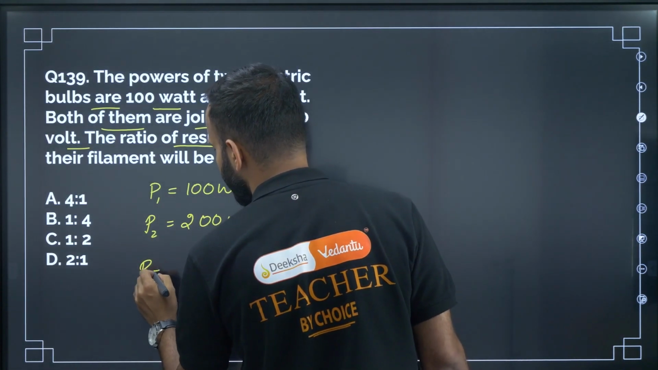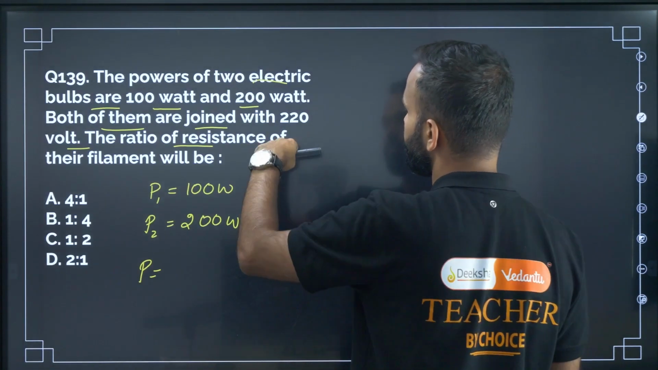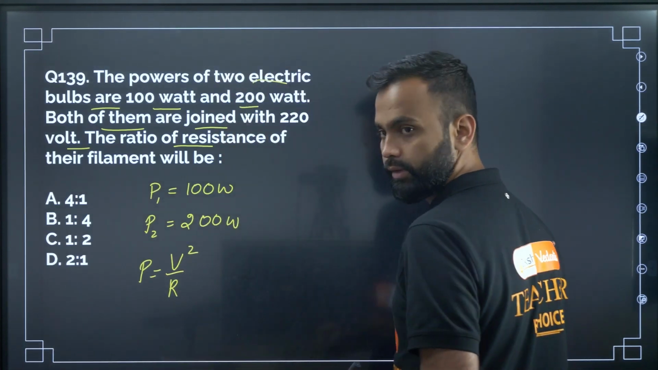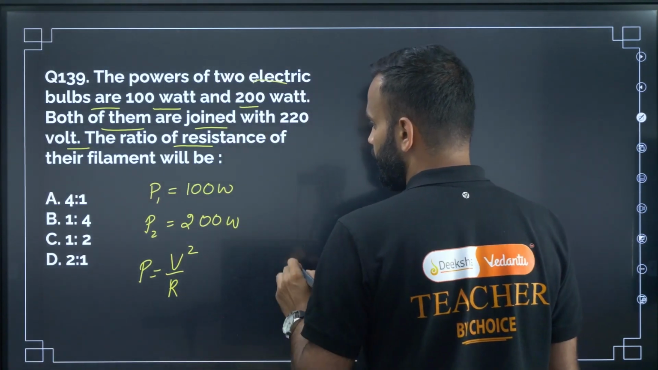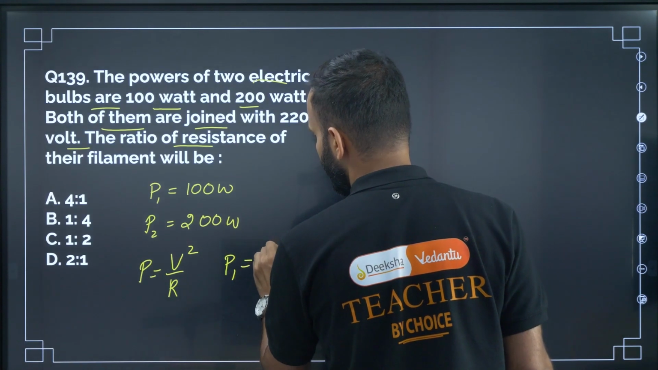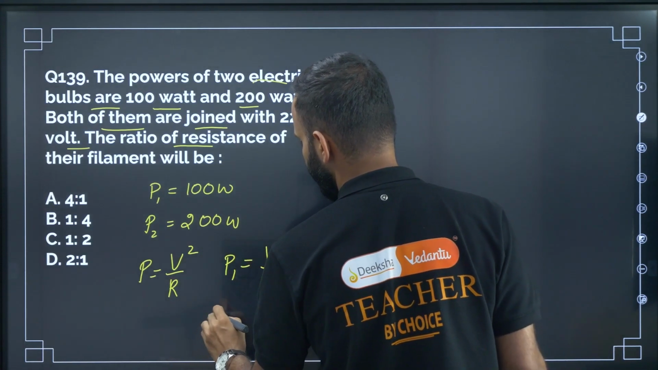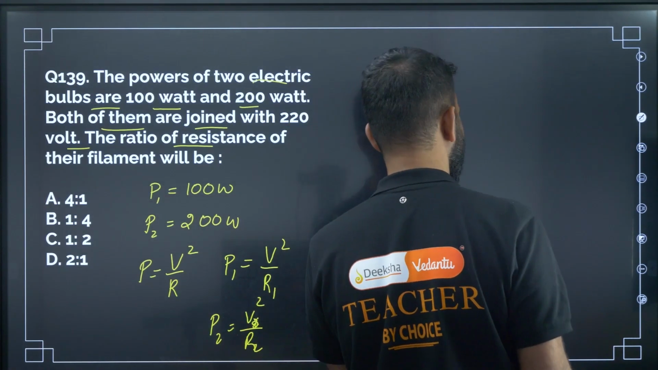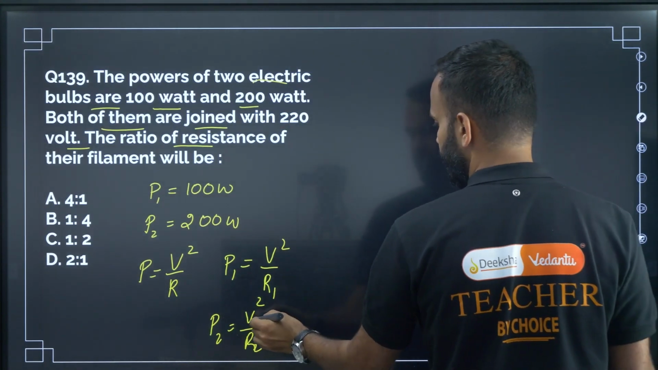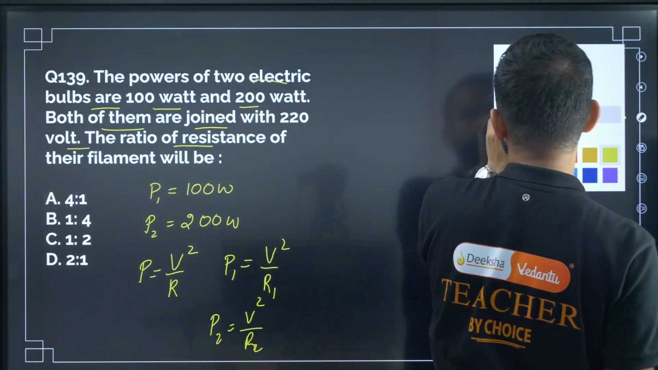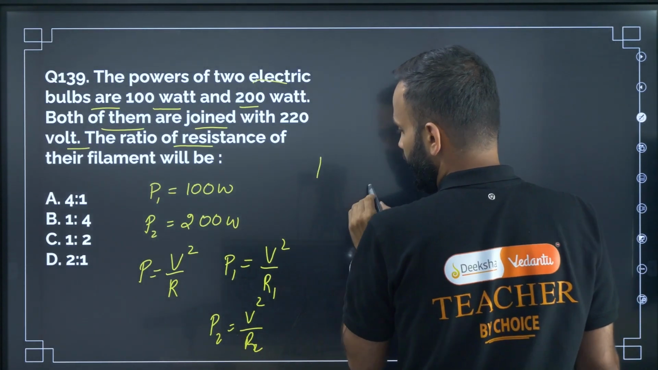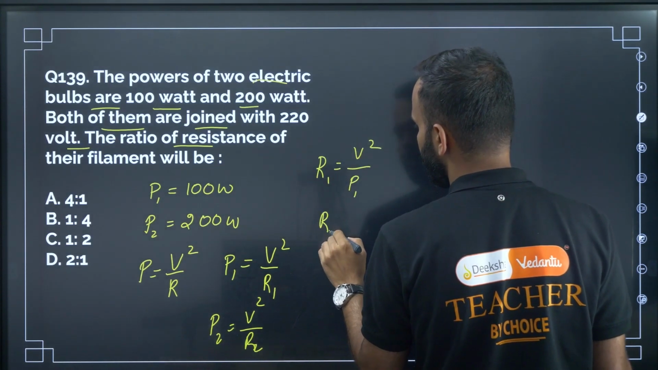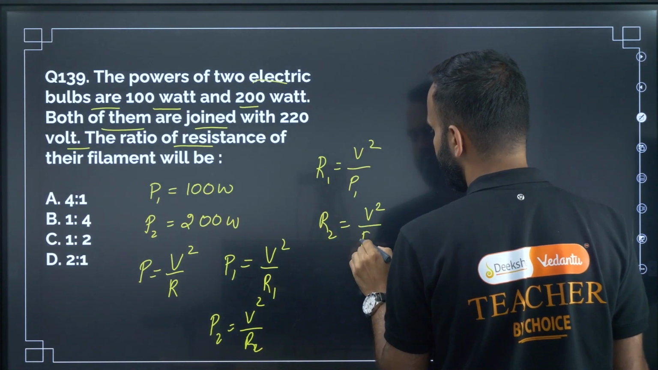We know that both of them are joined with 220 volt, right? So power P equal to V square divided by R. Now here power P1 is equal to V square divided by R1, power P2 is equal to V square divided by R2. Now here R1 is equal to V square by P1, R2 is equal to V square by P2.